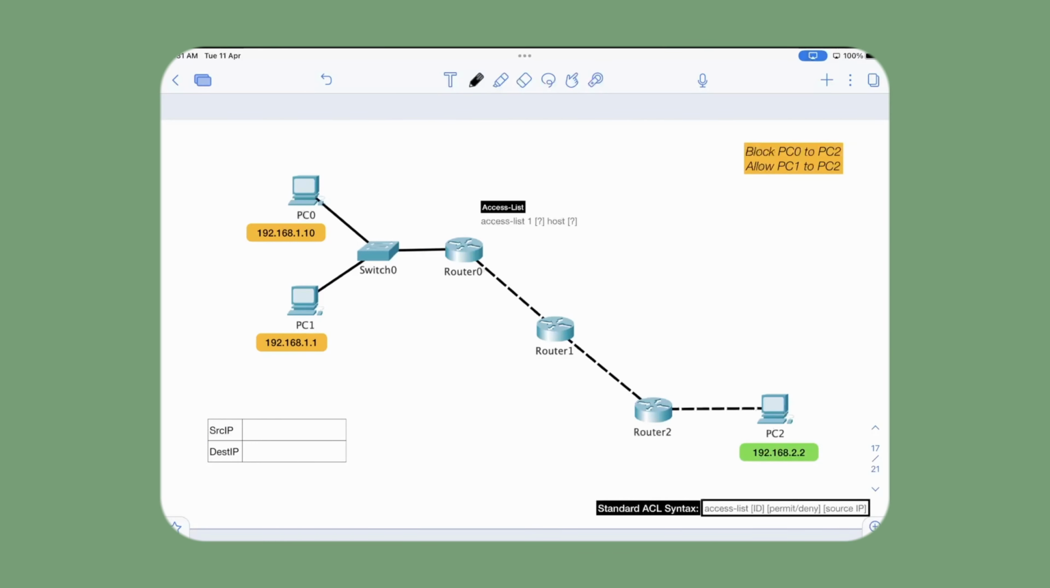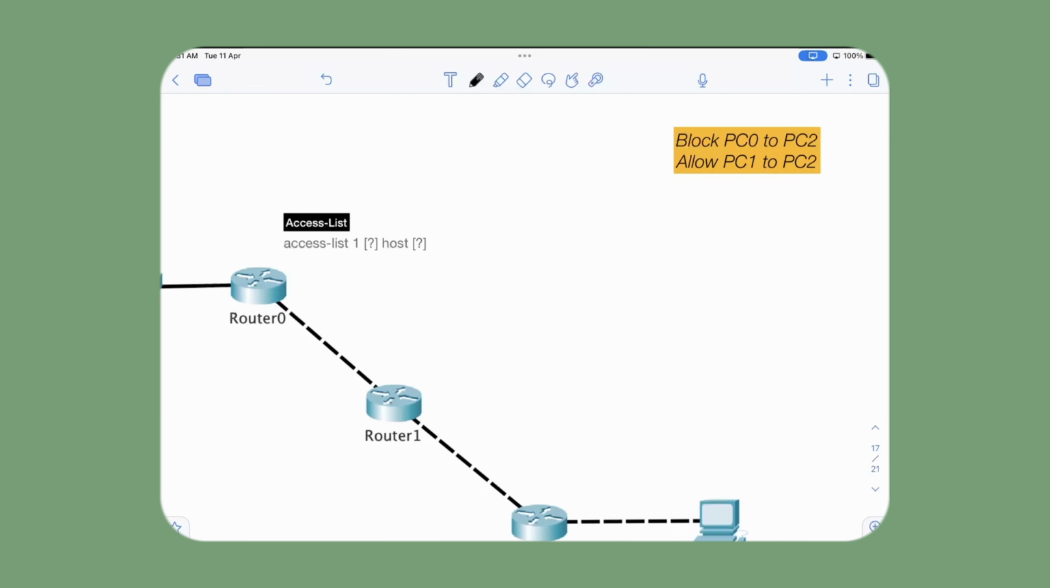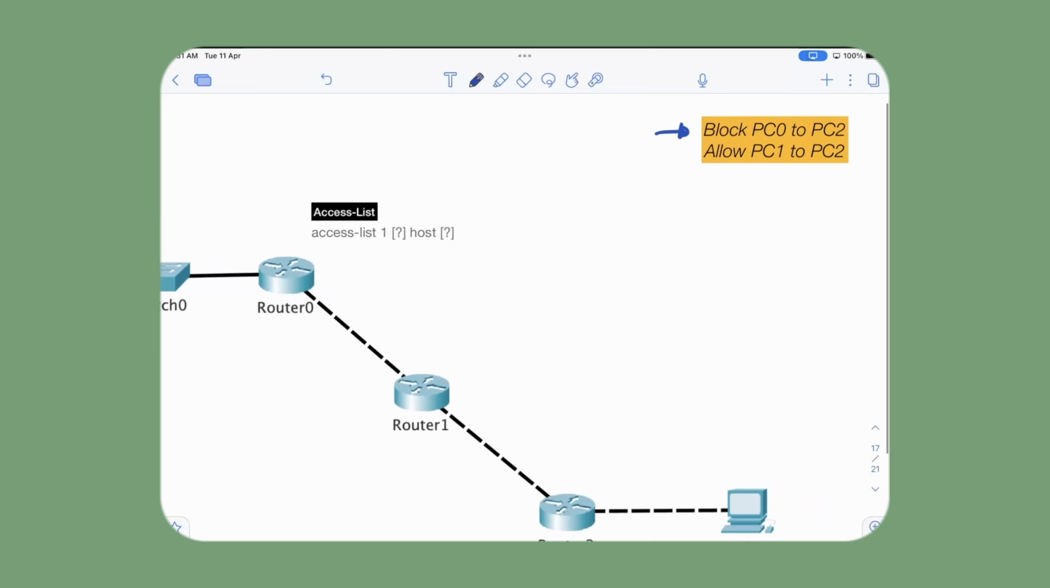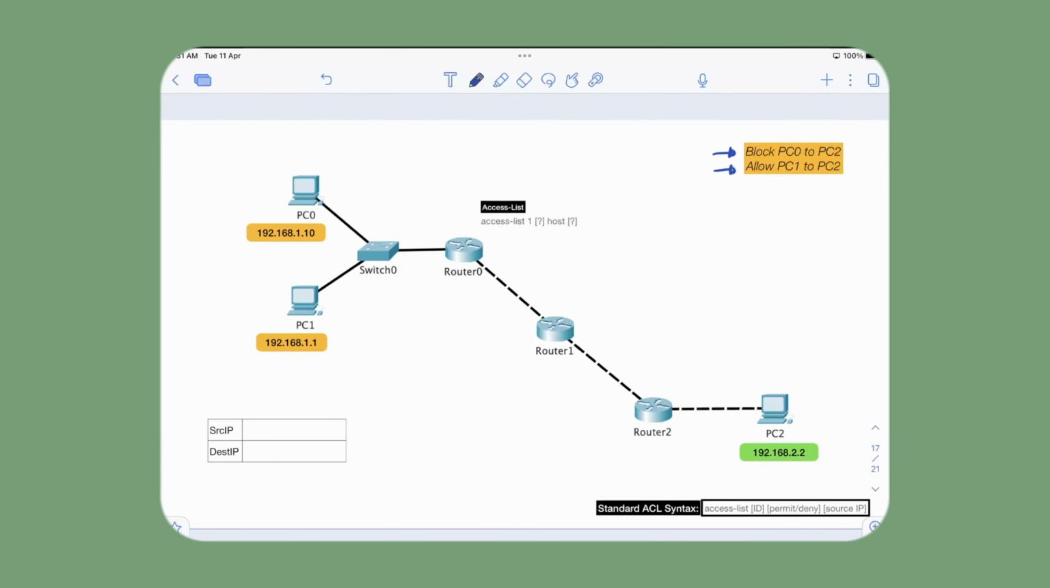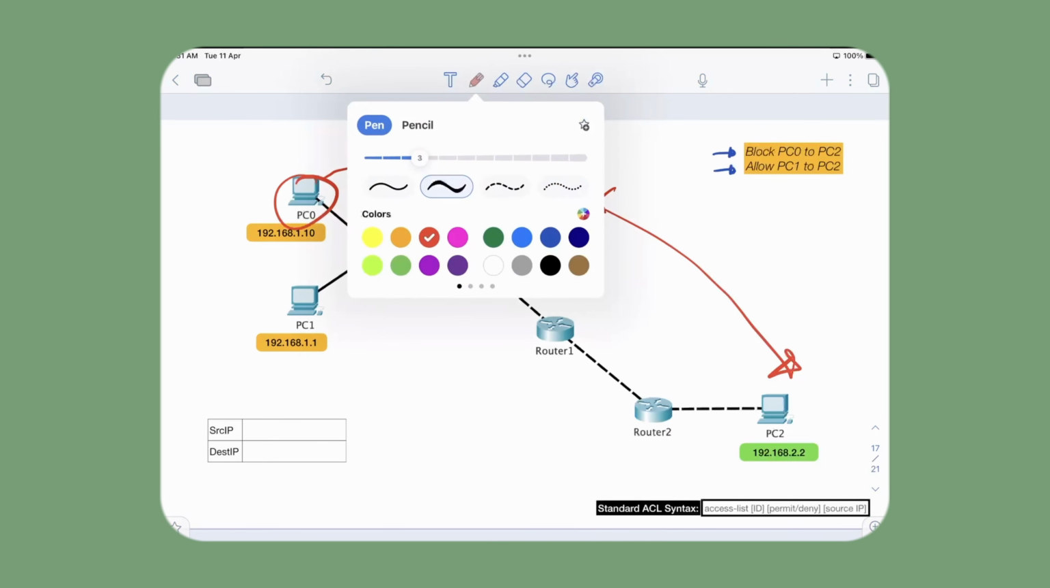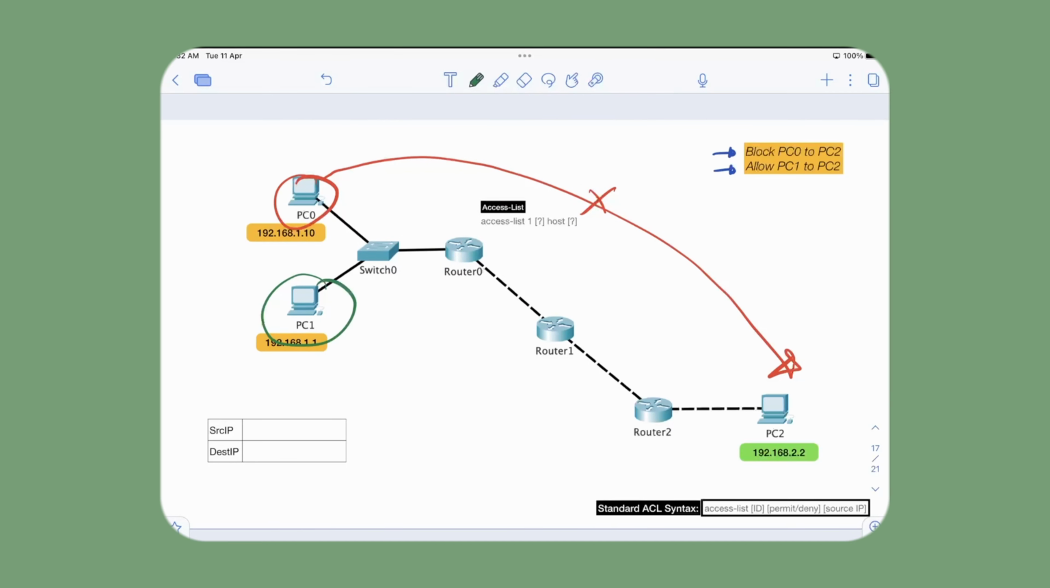Okay, you see, now we got 2 things to do. The first one is to block PC0 to PC2. The second one is allow PC1 to PC2. Okay, so try to follow me, because if you lose halfway, it's very hard. This PC0, we don't want him to be able to ping this guy. Meanwhile, the other case, I have one more PC1. This one must be able to ping.